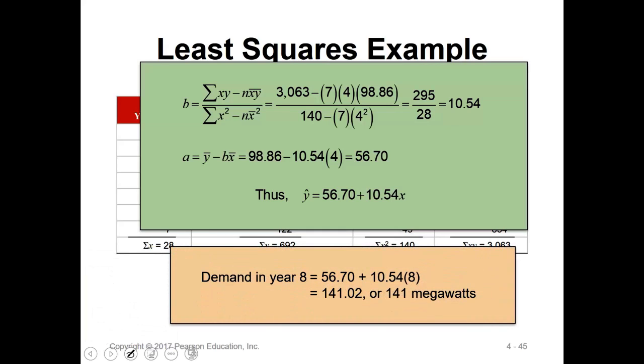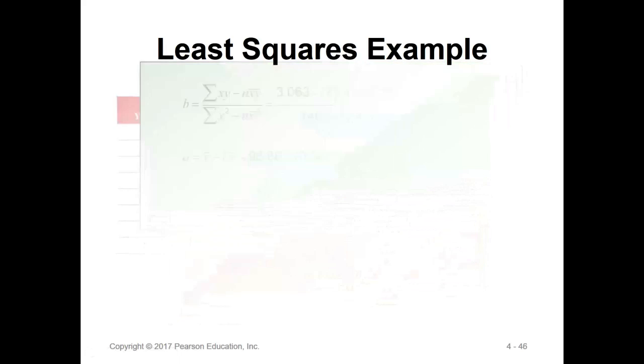So using this equation, we can plug in the number of year 8, because we are going to use the 7 years of historical data to predict what will be the electrical power demand in year 8. You see from this equation, it is 8 over here. You plug in this number. Now you say, oh, in year 8 the demand will be 141 megawatts.